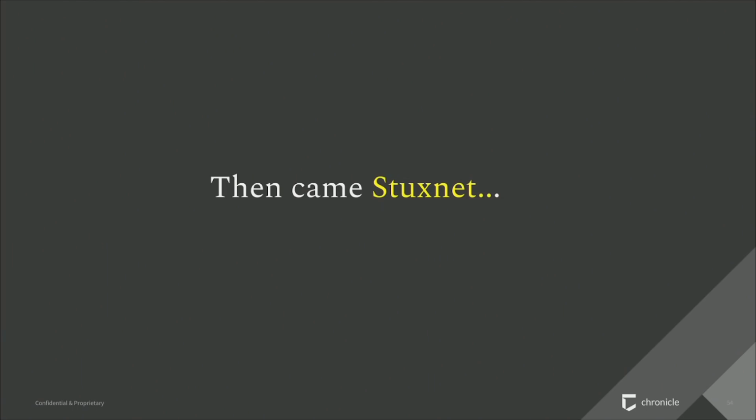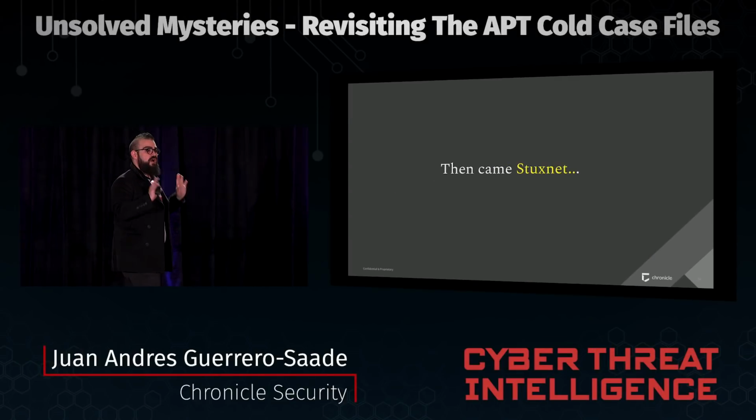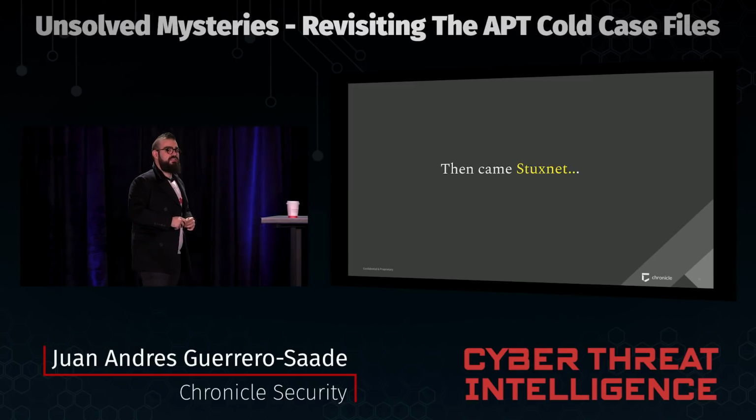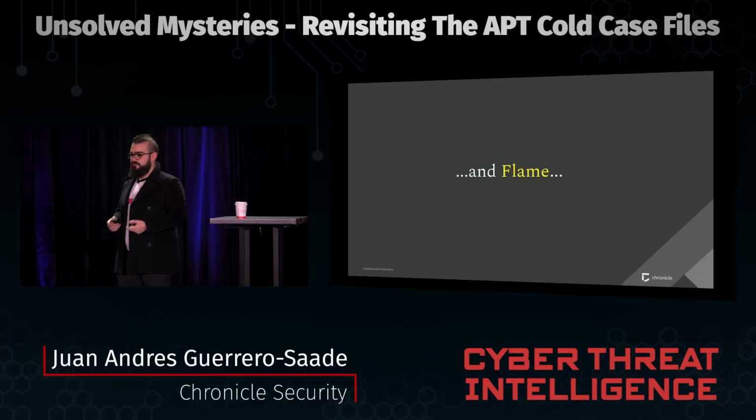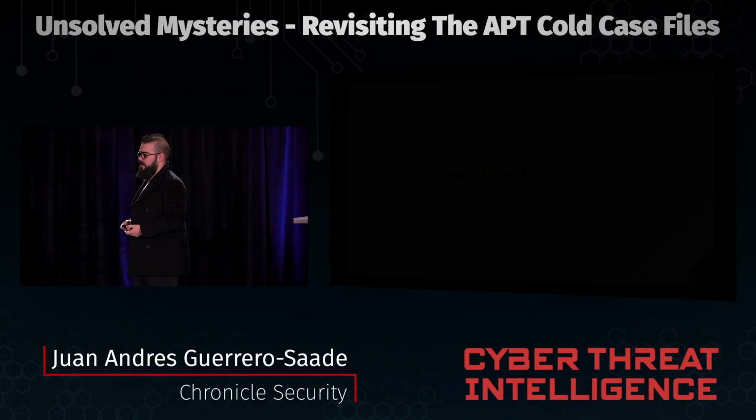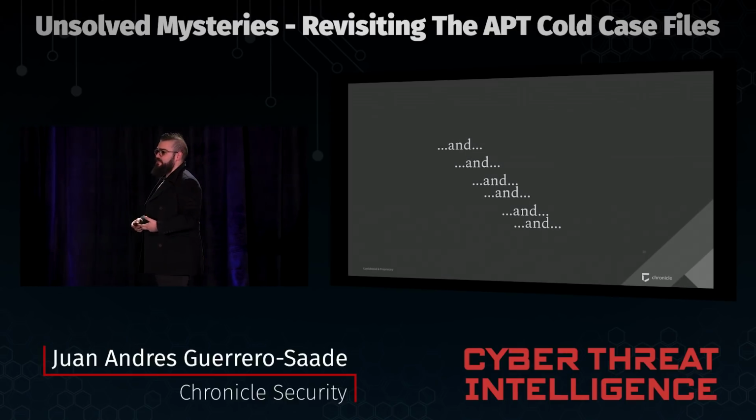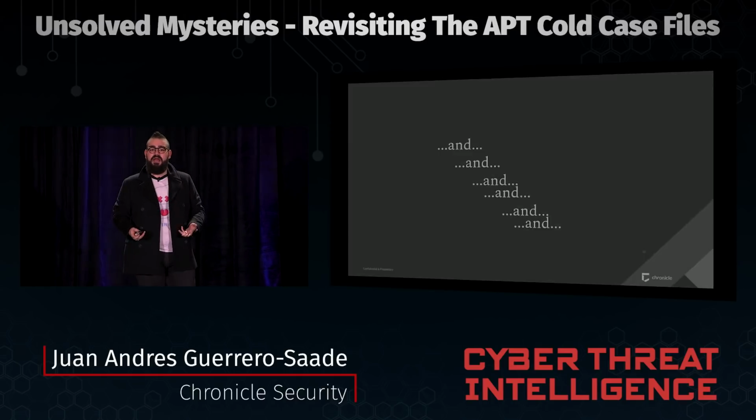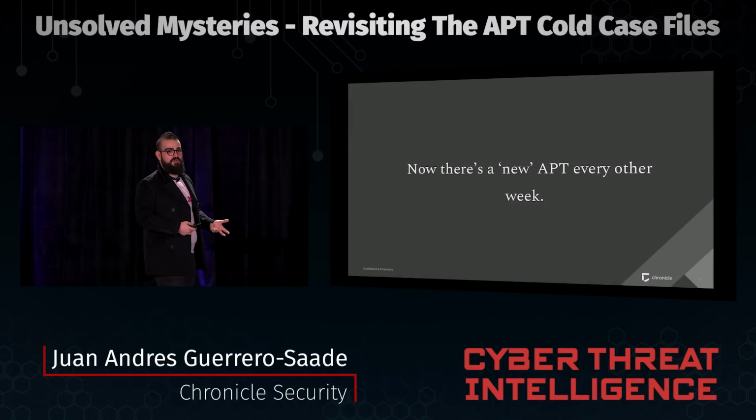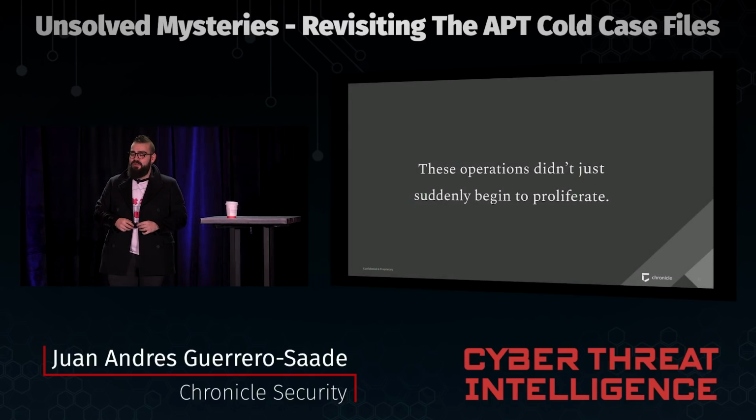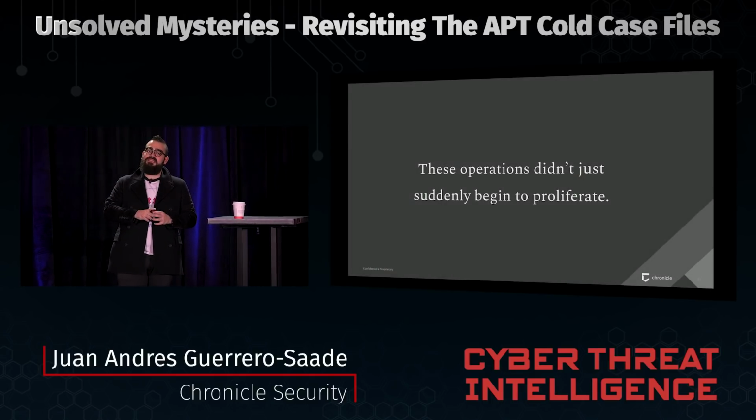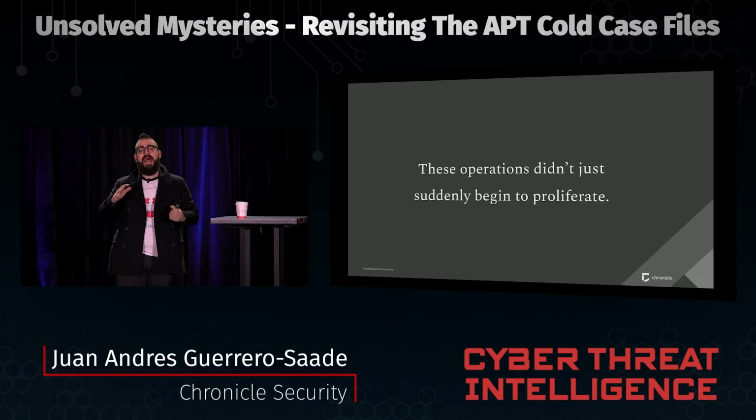And then came Stuxnet, right? The big shot across the bow, and everybody lost their minds about what was happening with Stuxnet. But then came Duqu, and then came Flame, and then came Miniflame, and then came Gauss, and then, and now it turns out that we have a different APT every other week, and they're everywhere. And that's something that we have to keep in mind. It's not that these operations exploded in that more of them started to happen.